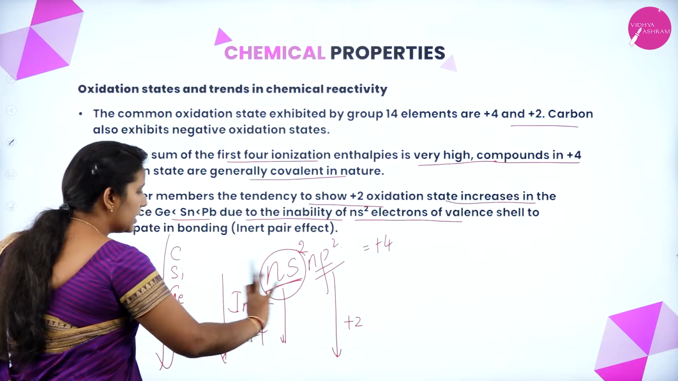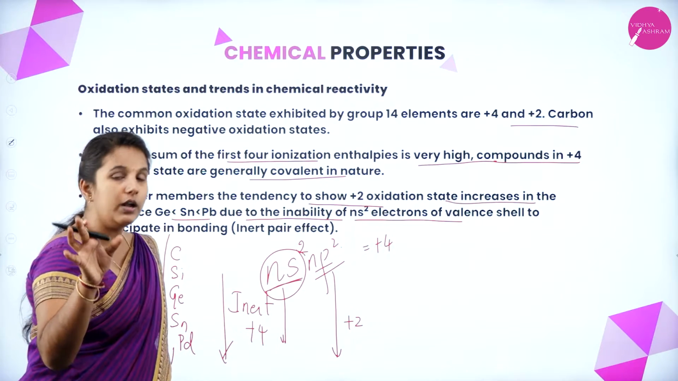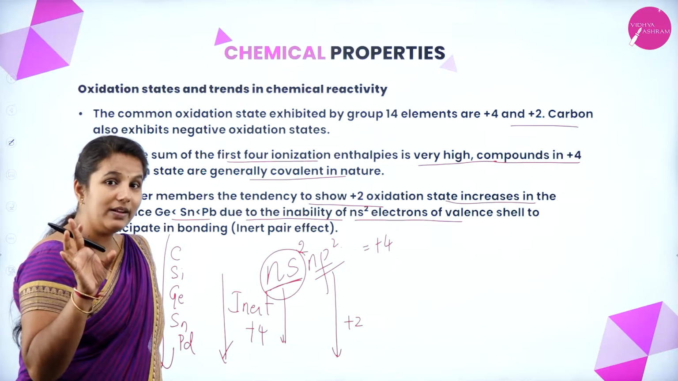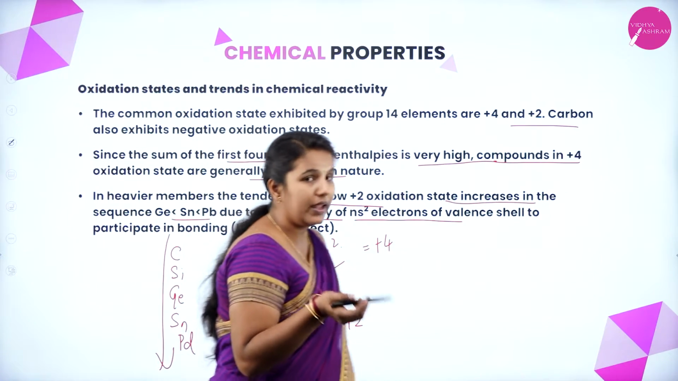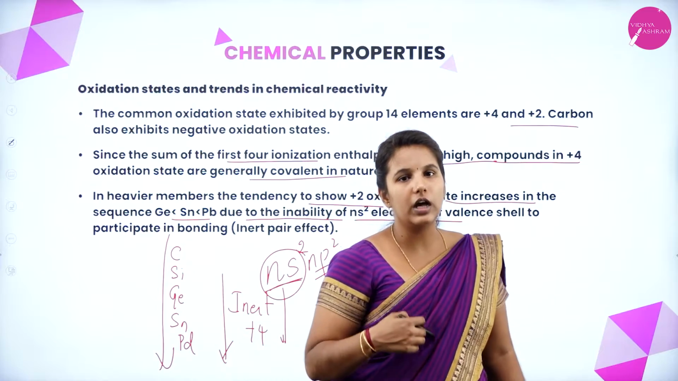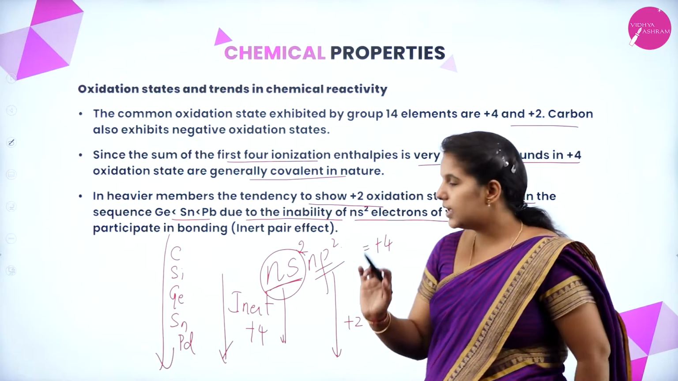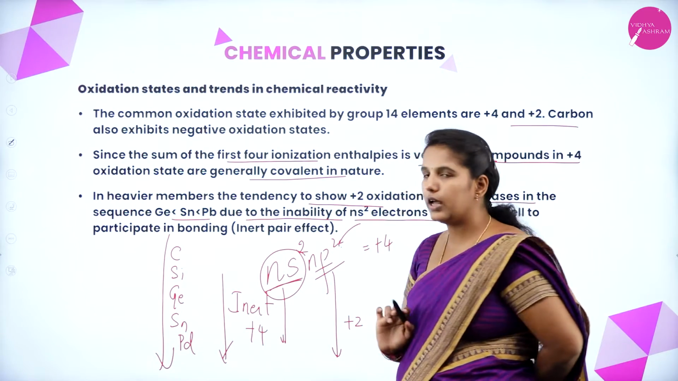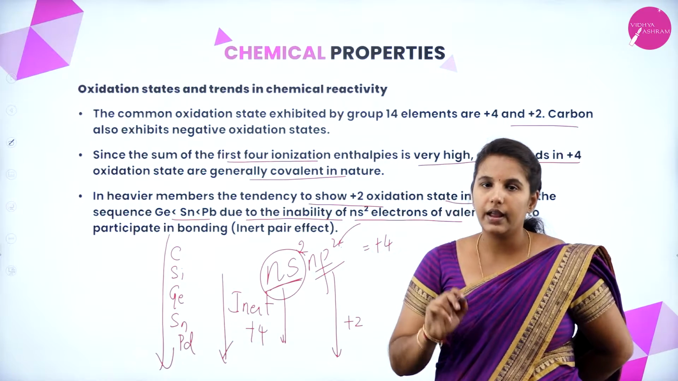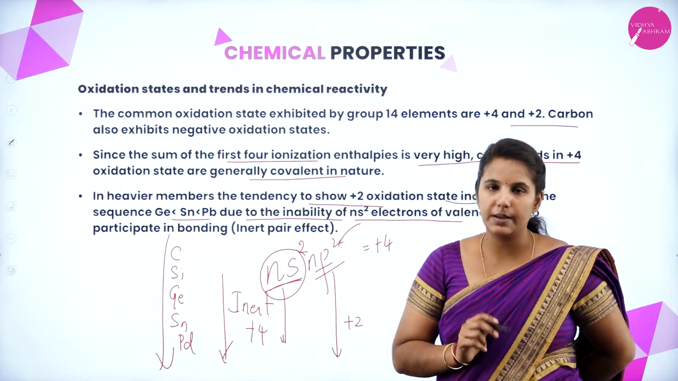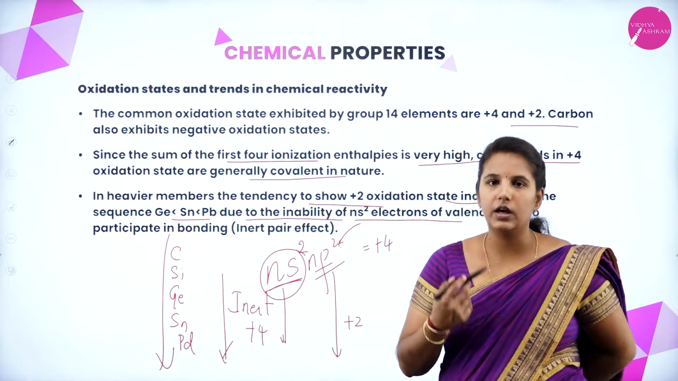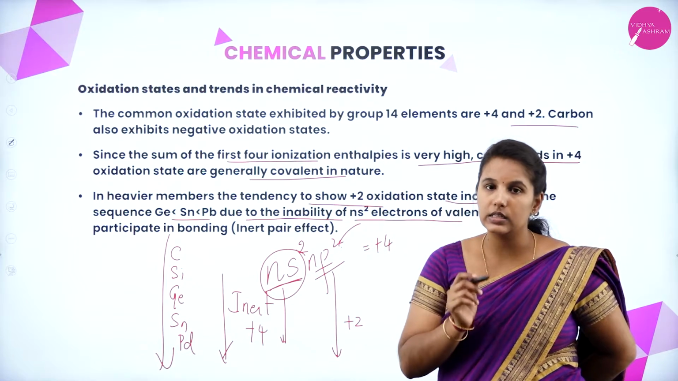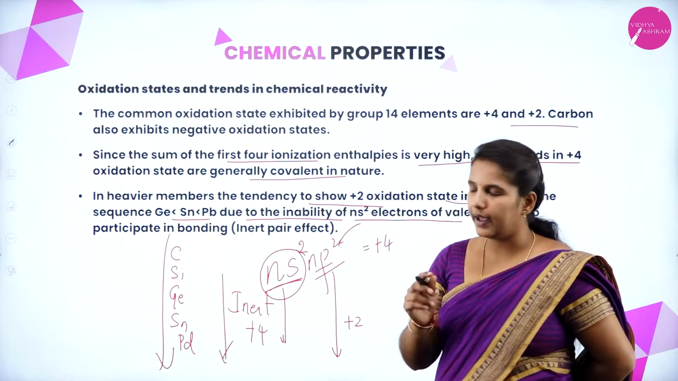So the +4 oxidation state will become what? Inert, or it decreases down the group, whereas the +2 oxidation state increases as we move down the group. That is mainly because the electrons are being added to the p orbital. Thereby, the +2 oxidation stability increases down the group as compared with the +4 oxidation state. This is due to the inert pair effect.